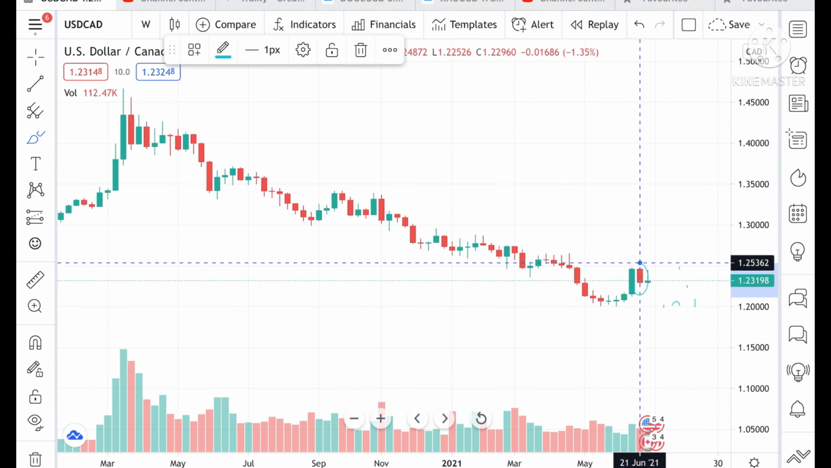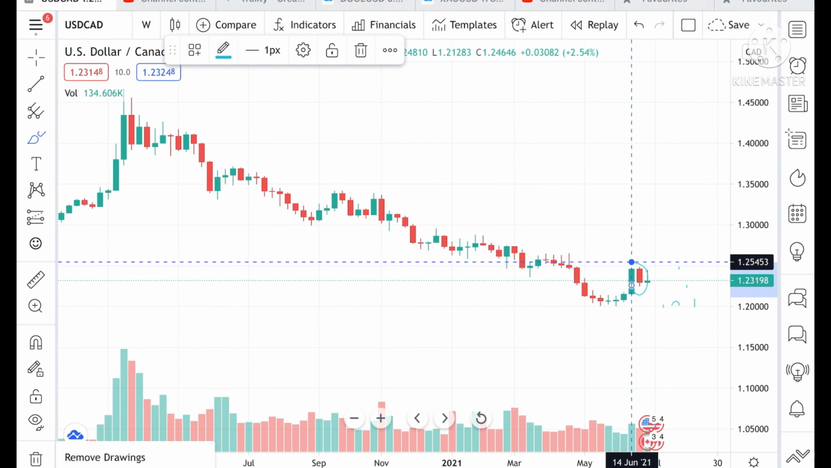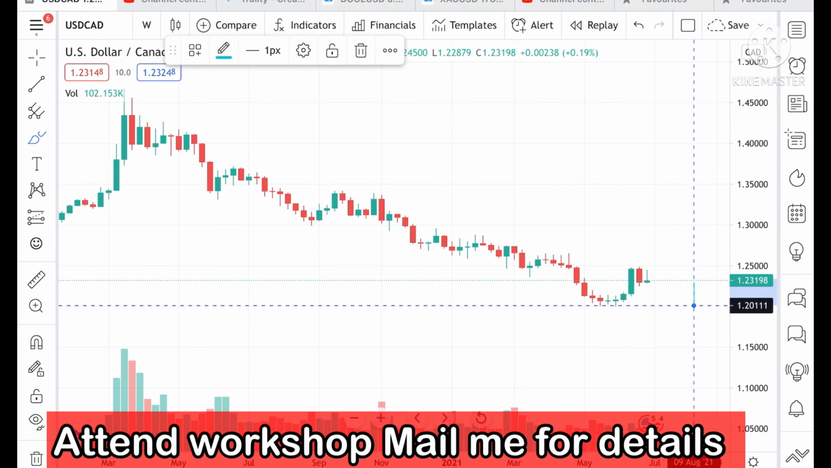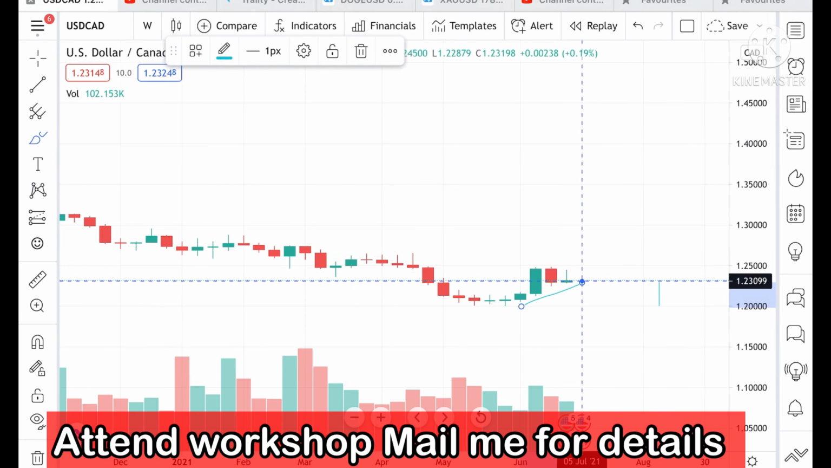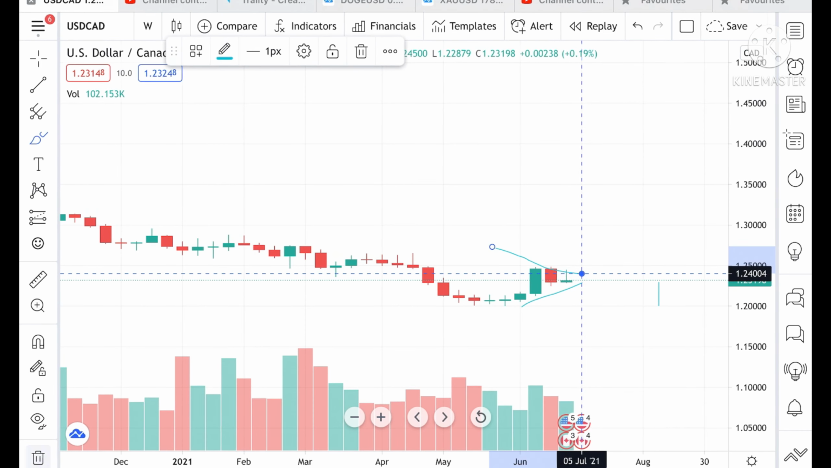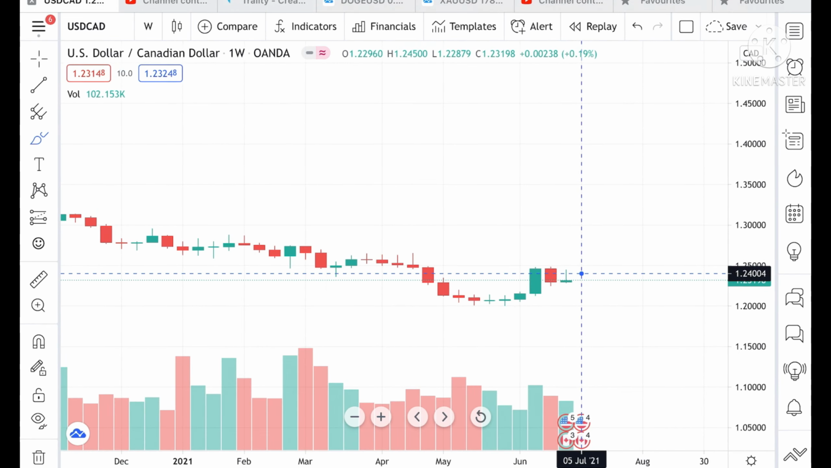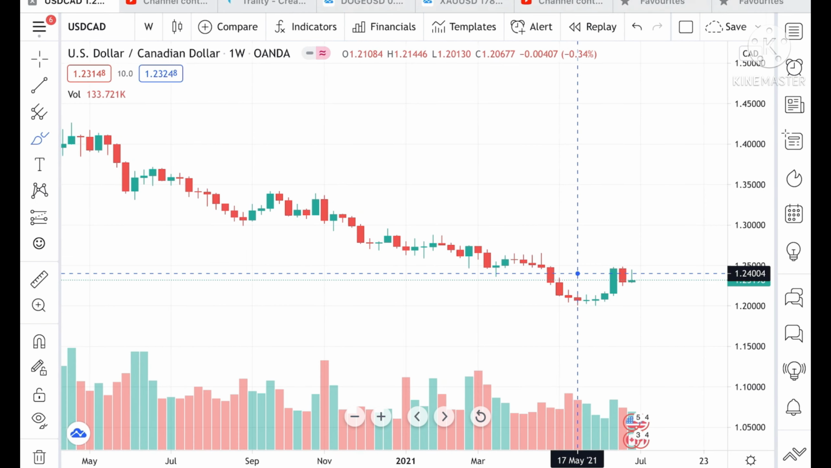So now we can see there is a narrow pattern forming. Okay, and I have already told you that whenever there is a narrow pattern, then there is a breakout upside or downside. Okay, sharp upside or downside.